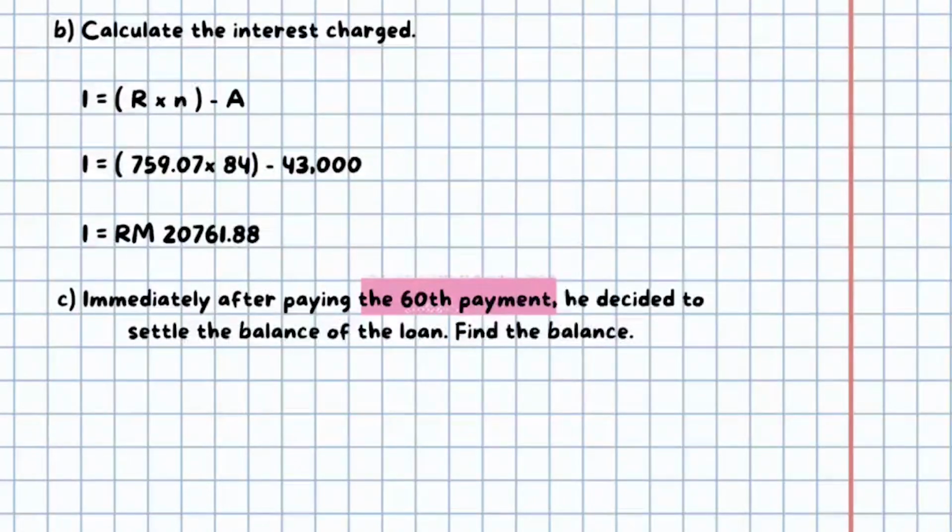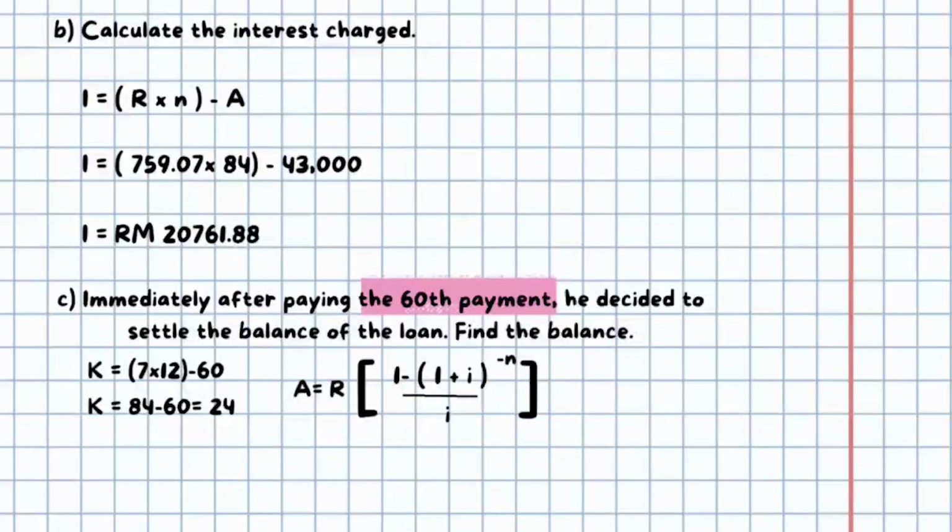C. Immediately after paying the 16th payment, he decided to settle the balance of the loan. Find the balance. For searching K, you must subtract 16 from 84, which comes from 7 times 12, to get the number of remaining payments. You must use the present value formula to get the balance, and your final answer will be 16,125.22 ringgit.